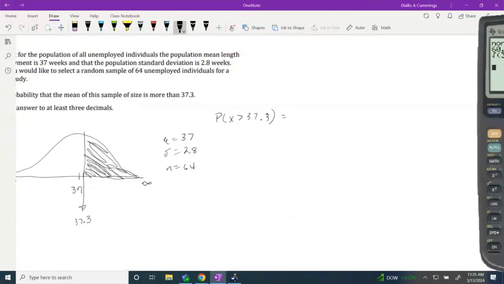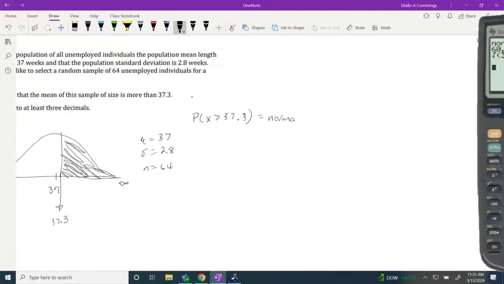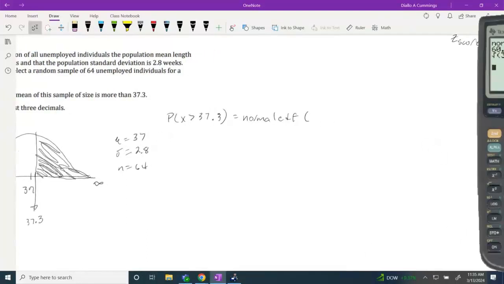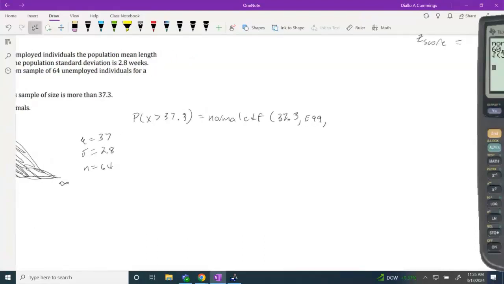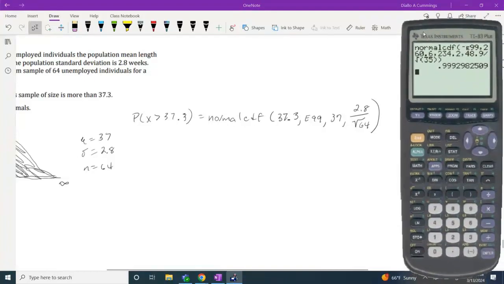So this is going to equal the normal CDF. We're going to put in the lower limit, which is 37.3. We're going to put in the upper limit, which is infinity, represented by e to the 99th power. We're going to put in the mean of 37, and the standard deviation as 2.8 divided by the square root of 64, because we're using the standard deviation of a sampling distribution.